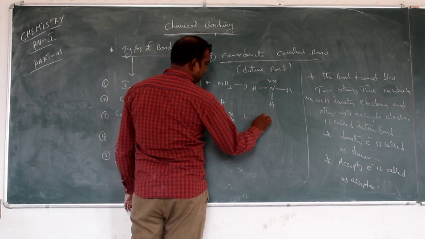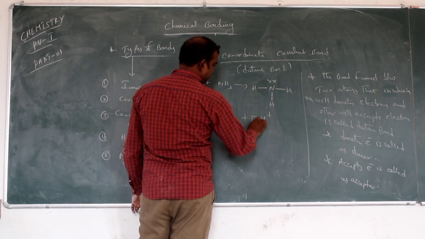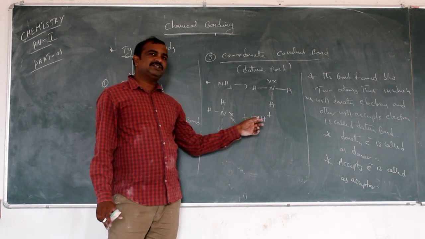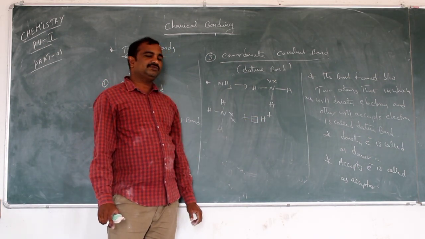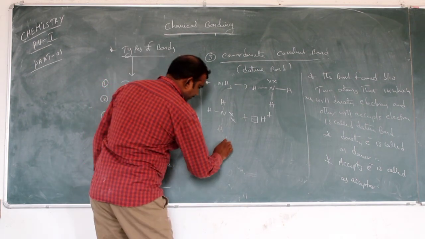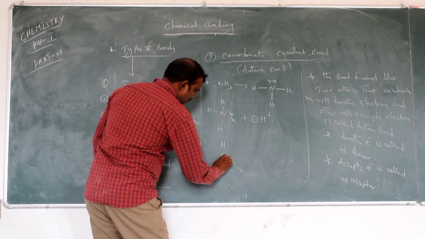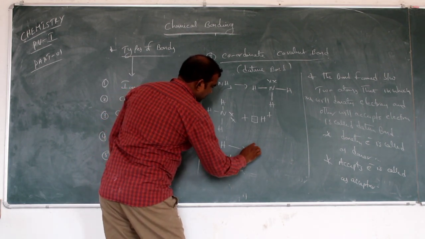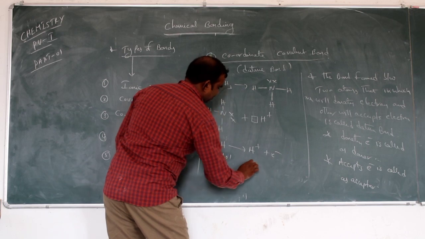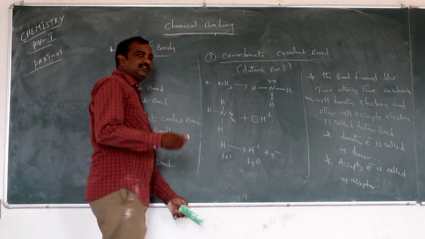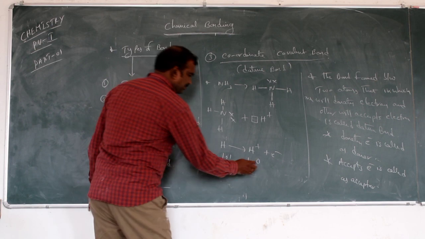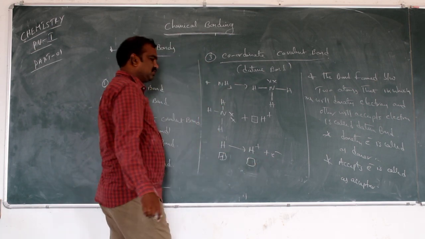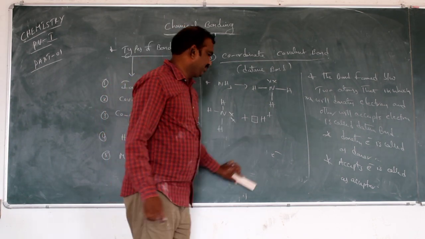So if you add H plus to this one, H plus means what? H means one electron is there. H plus means that it will also lose just one electron. See here, H is 1s1. So if it loses one electron, what happens? H plus becomes 1s0. No electrons are there, which means an empty orbital.